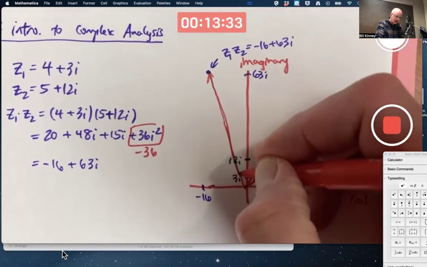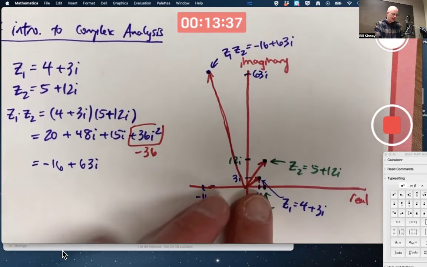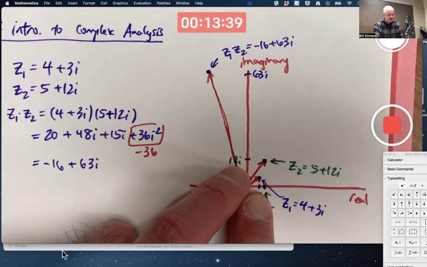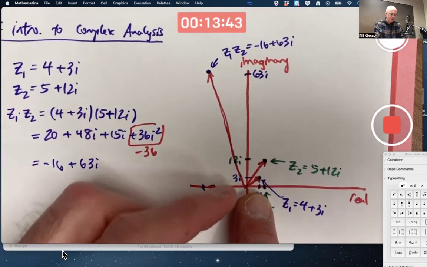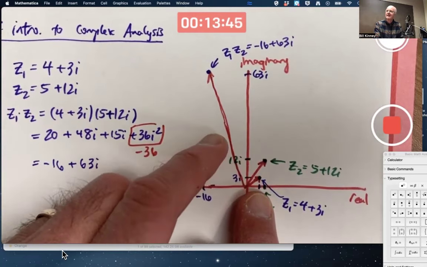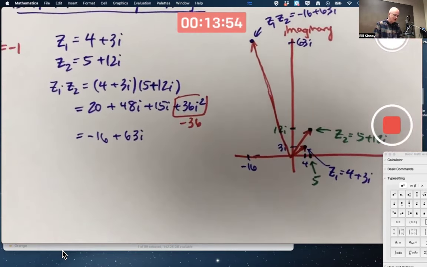And if you stare at it long enough, you might wonder, I wouldn't add these 2 lengths to get that length, but I wonder if I multiplied them. If I multiplied the lengths of these 2 vectors, would I get the length of that vector? That could be a conjecture you'd make. And then you could check and see if the conjecture works. Let's go ahead and do that.